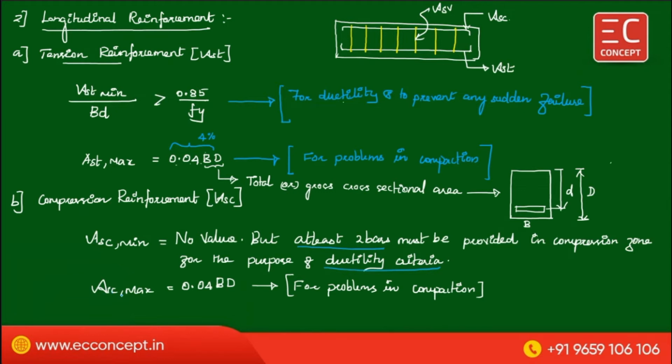Now, what is the ASC maximum? ASC maximum is similar to AST maximum, 0.04 BD. Why are we using this? For problems in compaction. If you increase the area of steel without any limiter, then there is a problem for penetration of the concrete. That is the reason you have to curtail or limit the maximum reinforcement to 0.04 BD. So we can say this is also 4% of cross-section area.